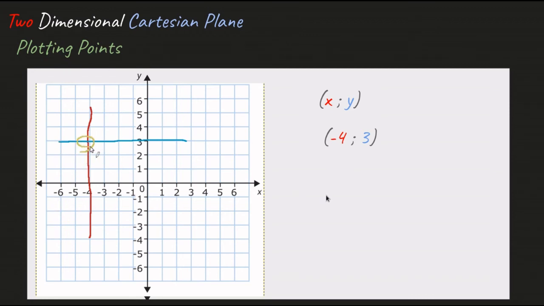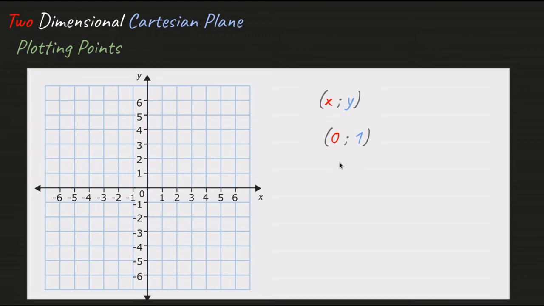And remember, a point doesn't have any space. It's just a point in space. It doesn't have any dimension, so we've plotted a point, minus 4 x and 3 y, and where they intersect, that's where our point (-4; 3) is.